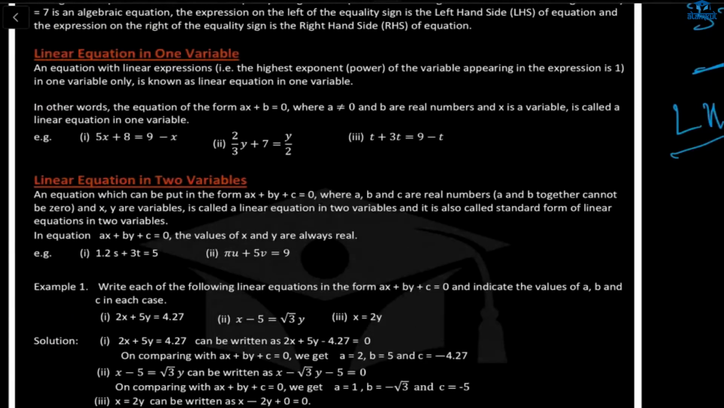So linear equation in one variable. Linear equation means the highest power will be 1, and in one variable that means only a single variable will be used. Linear equation in two variables is also there. There the power is 1 and two variables will be used, x and y. So let's see linear equation in one variable: an equation with a linear expression, that is, the highest power of the variable appearing in the expression is 1.